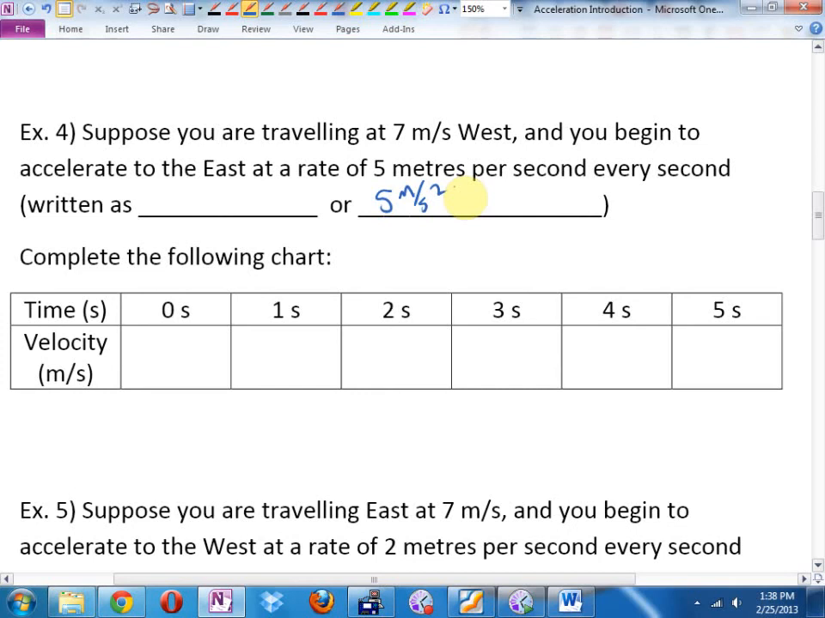I disagree with 7. I agree with -7 or 7 west. But since I'm tired of writing west and east, I'll just call it negative. Jacob, that was a convenient stretch, but it also looked like maybe you were going to raise your hand. After 1 second, can you see how fast I'm going to be traveling? Nice, -2.